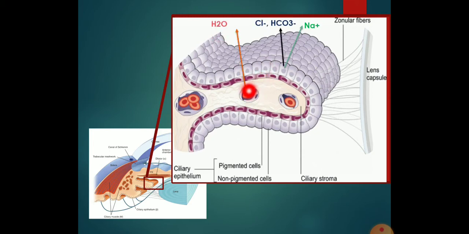This is the pore through which water is coming out, and here we'll see that sodium bicarbonate is being synthesized, or rather it is being dissociated by the carbonic anhydrase enzyme. So that is the place. This place is basically the ciliary epithelium.